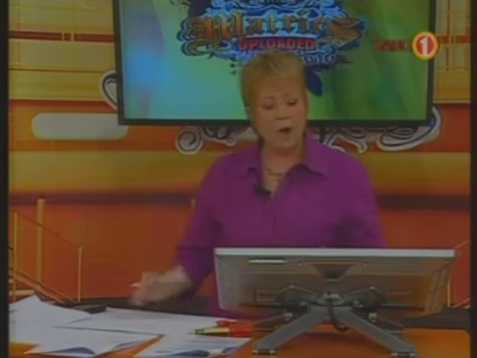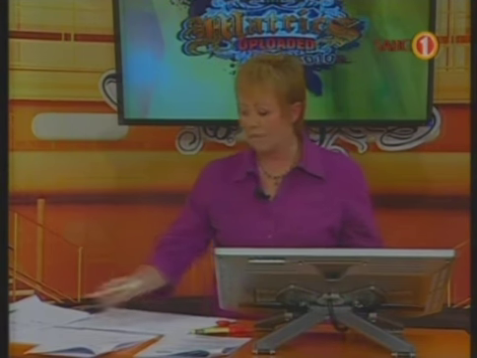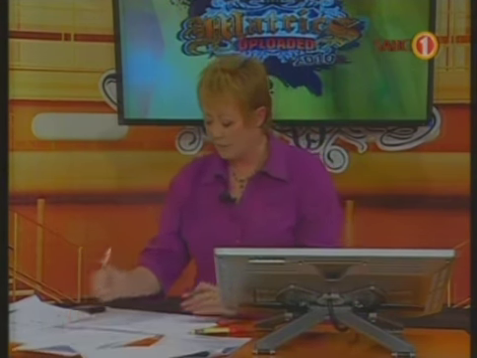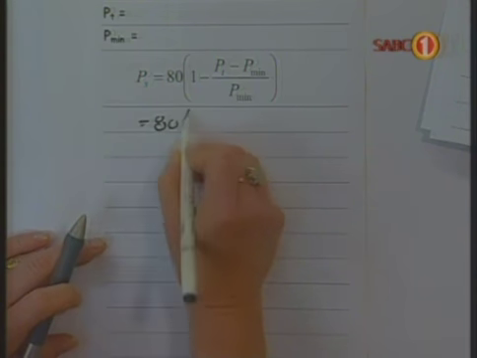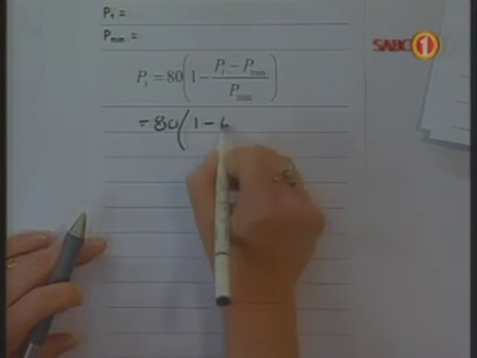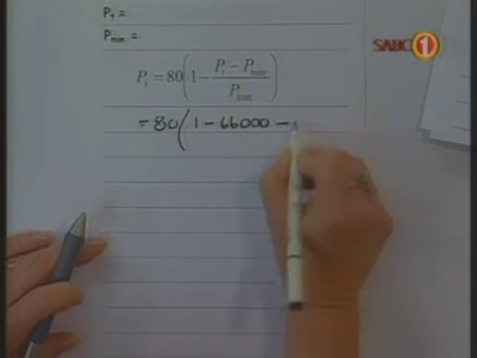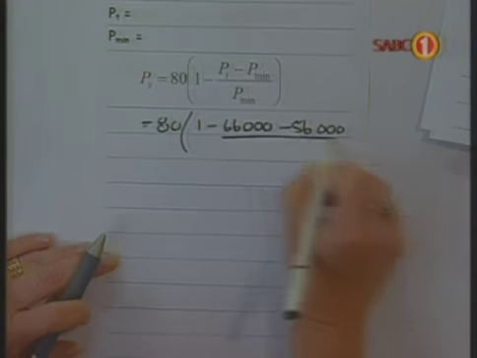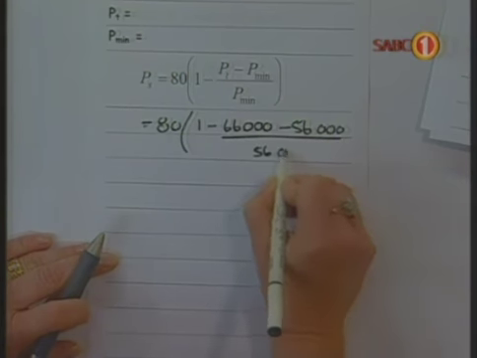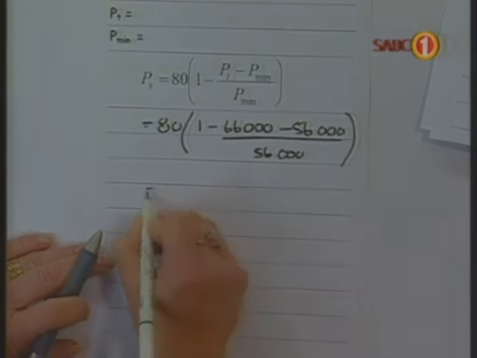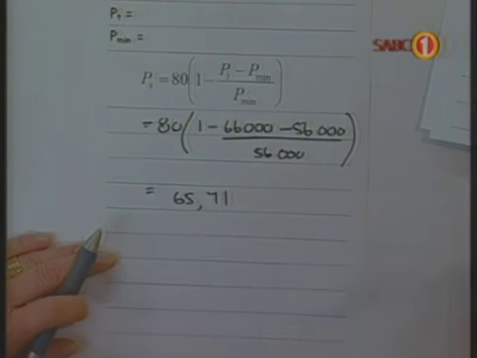Okay, so the only difference between the last question and this one is that we can't put in the 2.5. So what is it going to look like? It's going to be 80 multiplied by 1 minus the 66,000 minus 56,000, and we're going to divide that by 56,000. Okay, and that gives you 65,71. Now, if you compare that to our last one, it was 66,74. So obviously, the company that we're going to be going for here is the first one.